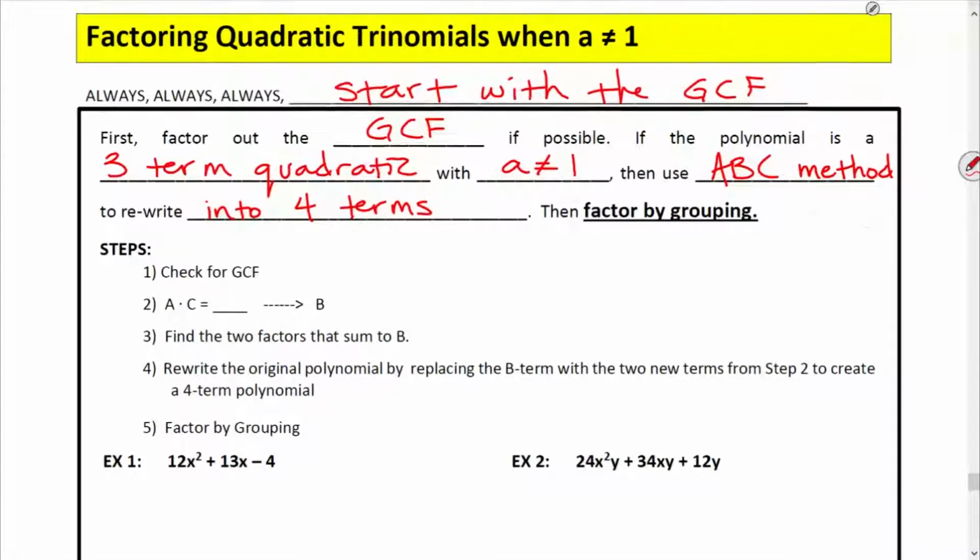We will look at A times C. Now, it's very important you don't miss this step. Before, you could use just C if A is equal to 1. Now, A is not equal to 1, so you must multiply A times C. And you're looking for the two factors of this product that will add up to be B. And then you break up that B term into two terms, and then use factor by grouping. Let me show you a couple examples of that process.